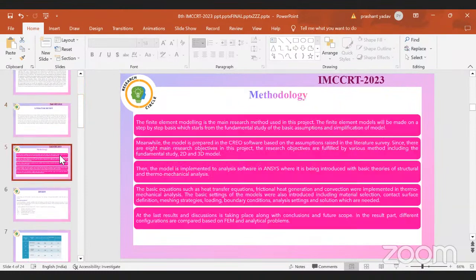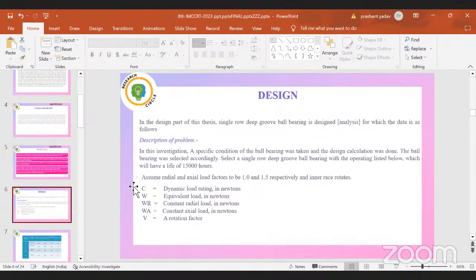And this is our methodology. Finite element modeling is the main research method used in this project. The finite element model will be made on a step-by-step basis, starting with the study and basic assumptions and simplifications of the model. Firstly, we will create a bearing model in Creo software and then analyze it in ANSYS software. The analysis is structural, thermal and contact analysis. We have done three analyses, and we have compared analytical and simulation results.